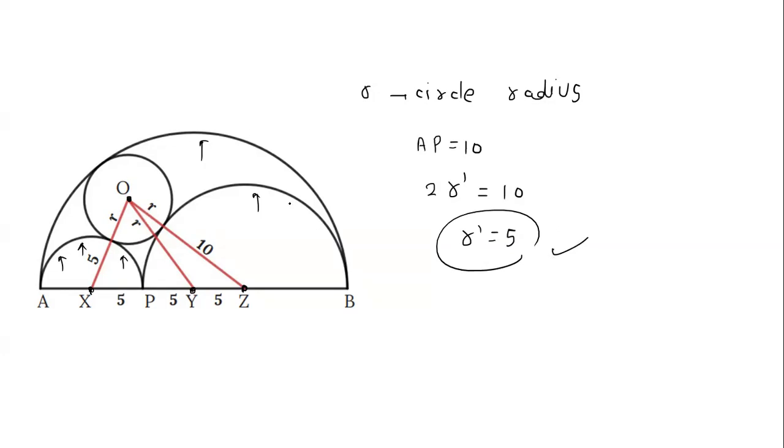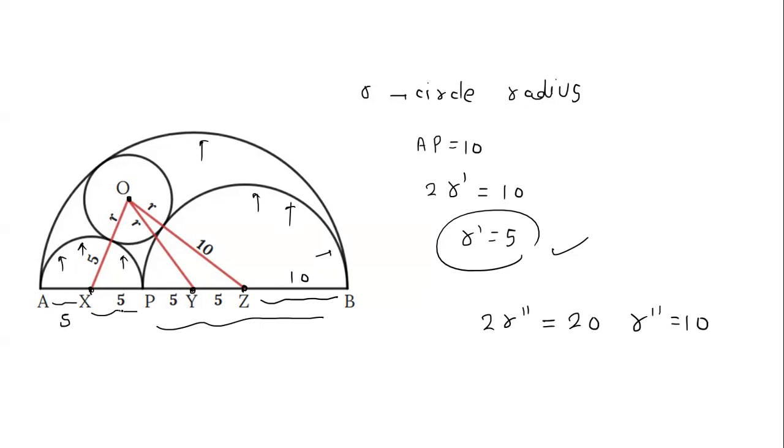Now let's assume R double dash be the radius of this semicircle. So we know this distance as 20, which is 2 times R double dash, which is equal to 20. So R double dash is equal to 10. So this distance, which is the radius of this semicircle, is 10. And this distance is 5. This distance is also 5 and this distance is also 10.